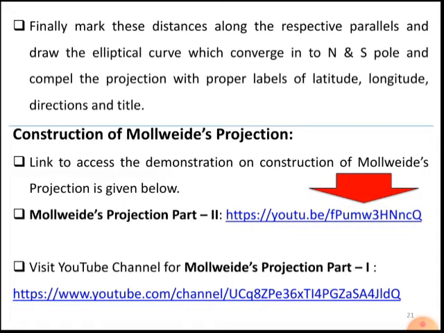So at the end, you have to sequentially join all the points by freehand with curved lines from pole to pole, okay. Once you join all those points sequentially, you will get the entire projection.